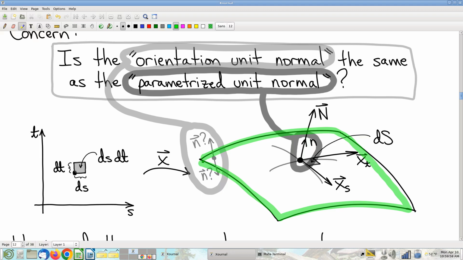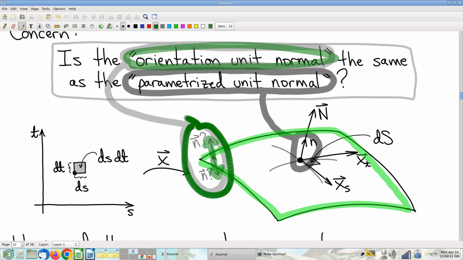So there needs to be an indication, and that indication is done by the orientation unit normal, and that's a vector. We talked about this a few minutes ago. It's one or the other of these, indicating which direction through the surface is the correct, the positive, the one I'm interested in. Direction through the surface.